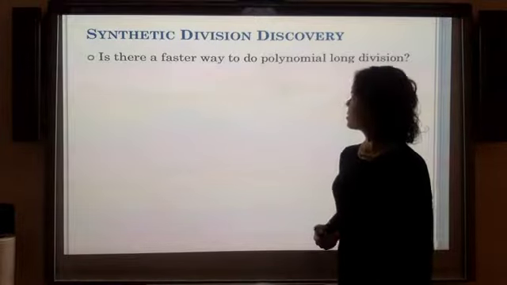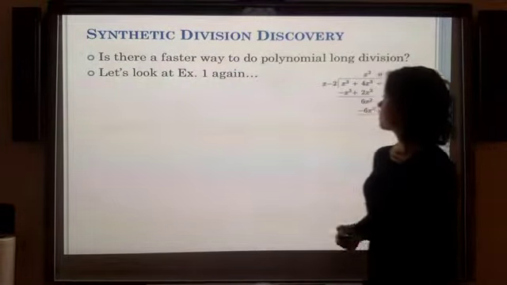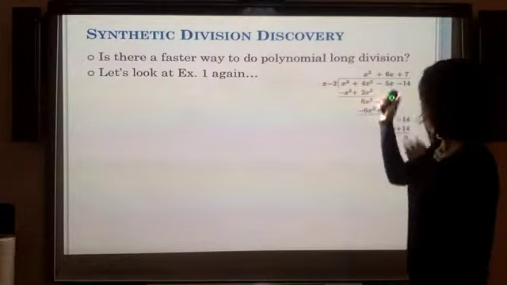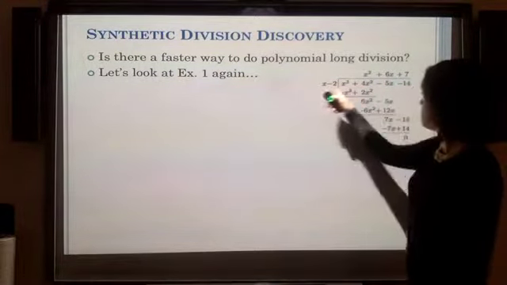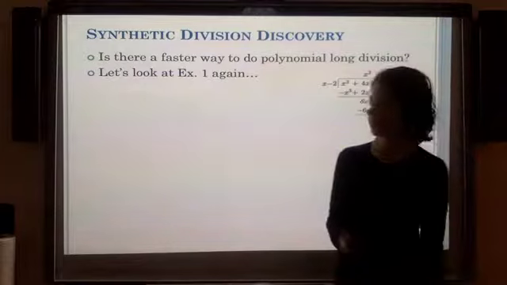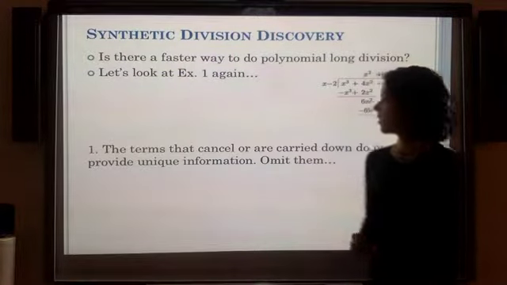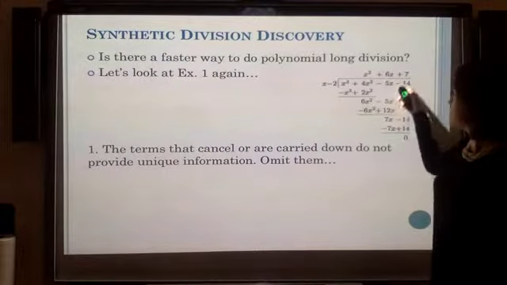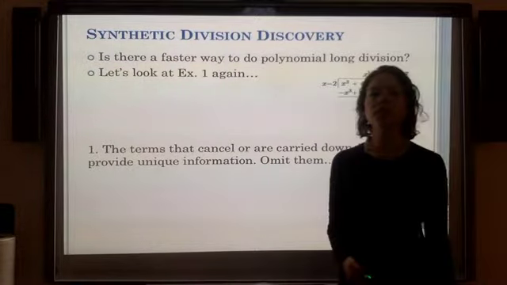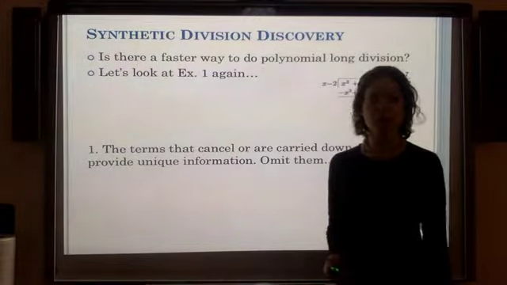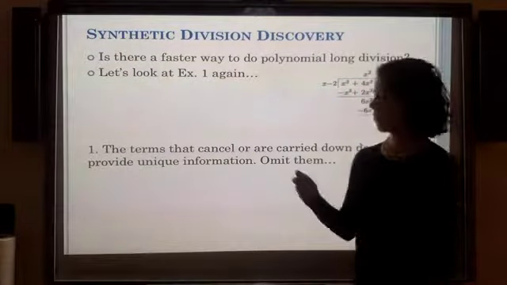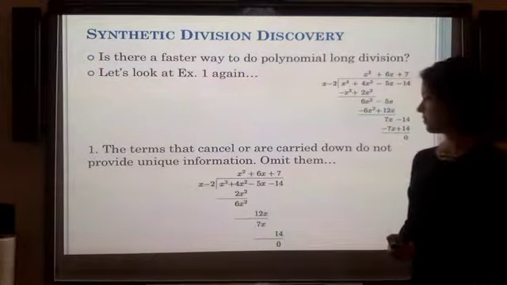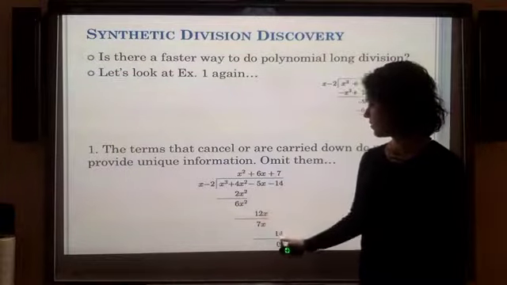So let's go back to our example from class yesterday. And we did long division with this polynomial being divided by x minus 2. Notice that the terms that canceled out, as well as the terms that were brought down, don't really provide any unique information from where you started. So let's omit those terms. And you would have this.